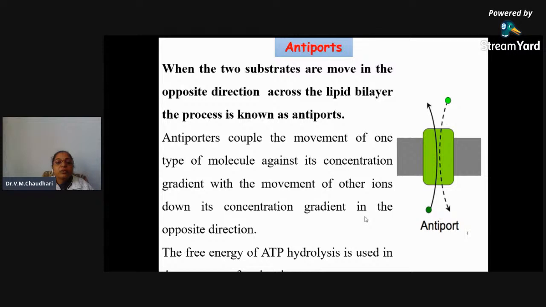So antiporter is the mechanism in which one molecule moves against the concentration gradient while the other molecule moves along the concentration gradient. Against the concentration gradient means from lower concentration to higher concentration. Okay, so antiport is again one type of transport system in bacteria which requires ATP as the energy source.